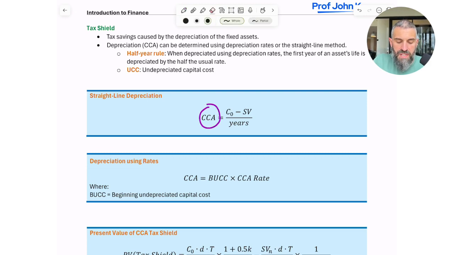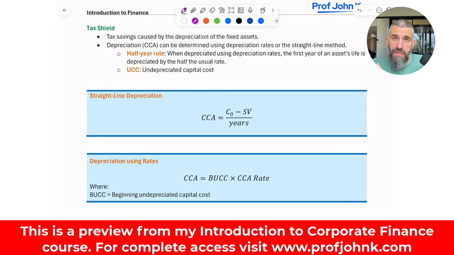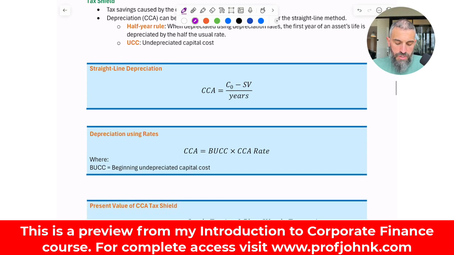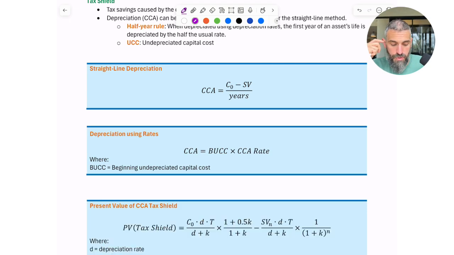CCA stands for capital cost allowance. It's just what we call depreciation in the tax code. So the first thing I want to show you guys is how you calculate a tax shield. There's two different ways to do it, and this really depends on what they decide to put on the exam. The straight line method, which is kind of simpler. And then there's the depreciation using the actual tax code, using the rates. That one's a little bit more complex. You'll want to clarify with your prof which one you should be focusing on. I'm going to show you both of them.